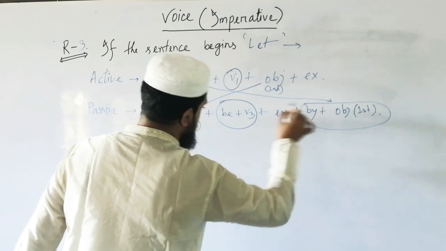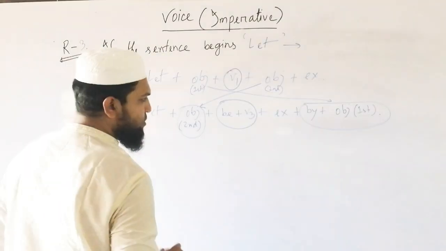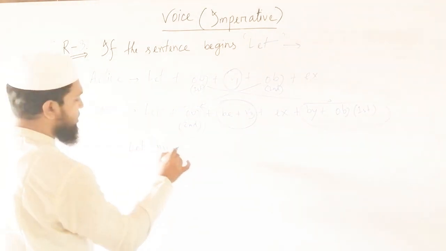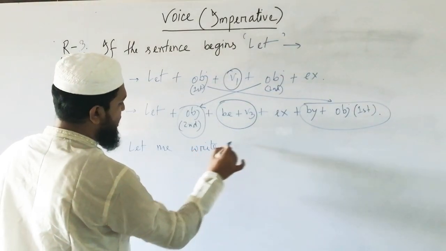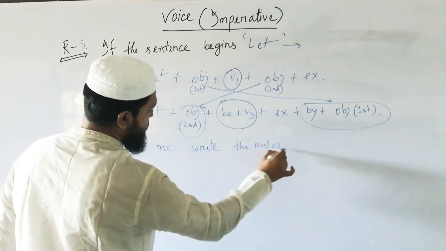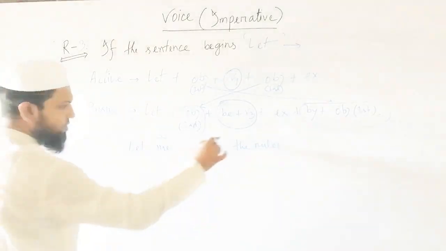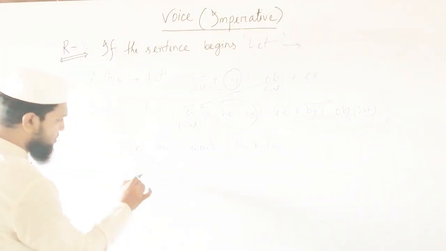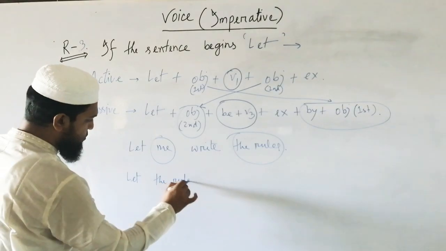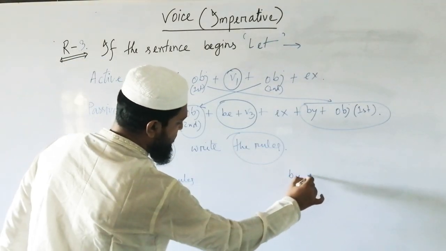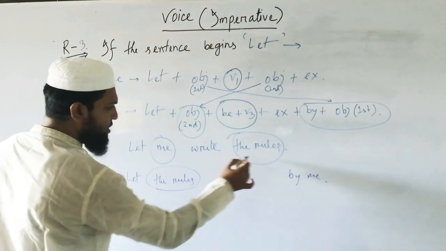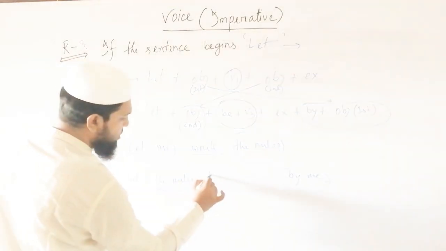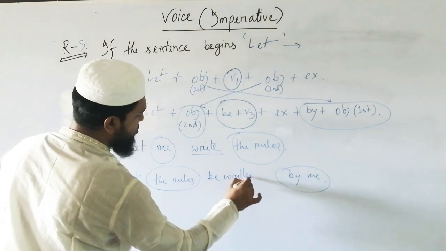Okay, is it very tough? No, just see an example. Let me write the rules. Okay, first object and second object, they will change their place. Okay, the rules by me. I have changed their place. Verb 1 will be written. Very simple.